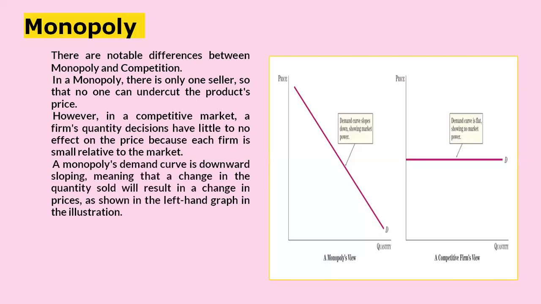A monopoly's demand curve is downward sloping, meaning that a change in the quantity sold will result in a change in prices, as shown in the left-hand graph in the illustration.